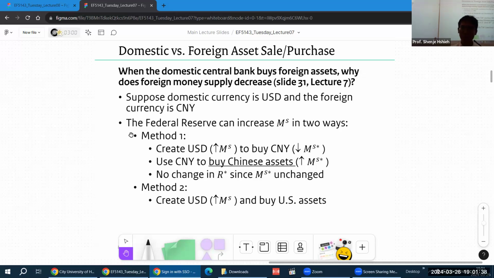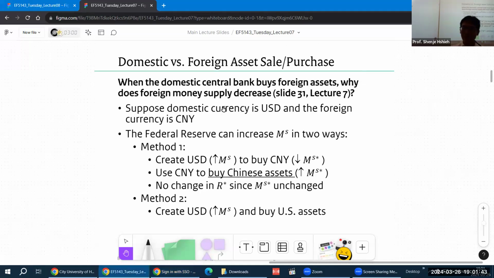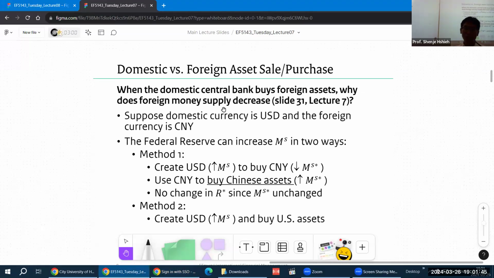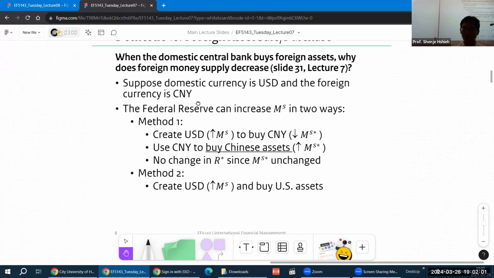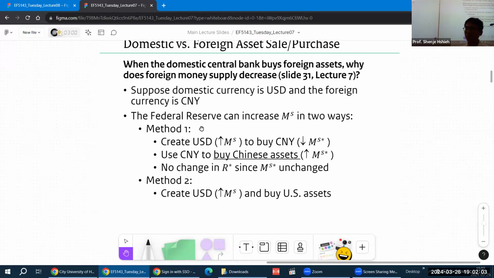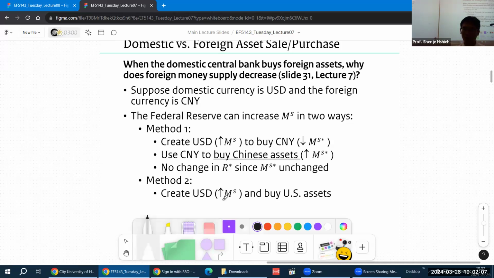So let me recap again why it matters whether you conduct monetary policy using foreign or domestic assets. So suppose there's what's called imperfect asset substitutability, which means that it matters, and I'll show you why it matters. So suppose that the Fed decides to conduct expansionary monetary policy, and as I said, there's two ways to do it. Method one involves creating money supply through purchasing domestic assets.